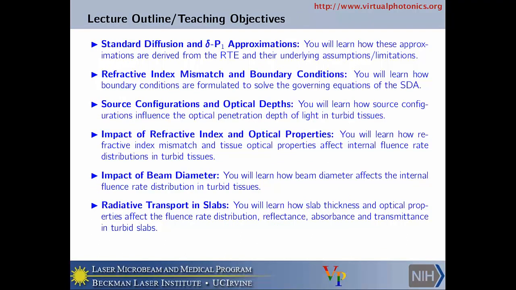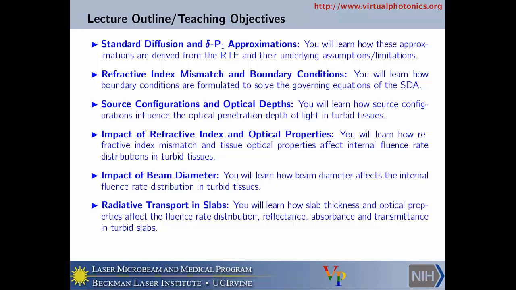So just want to start with some teaching objectives. So today I'm going to talk about two types of approximation, one that is actually very pervasive in our field, and one that's less pervasive, but I think very powerful, and not too much more complicated than the standard diffusion equation. So I'm going to talk about the standard diffusion and what's called a delta P1 approximation. We'll learn how these approximations are derived from the radiative transport equation and their underlying assumptions and limitations. And so we'll derive these governing equations from the RTE.